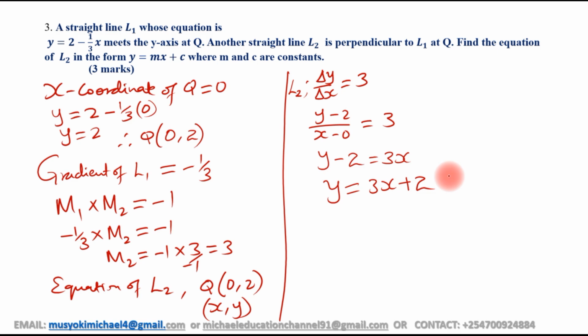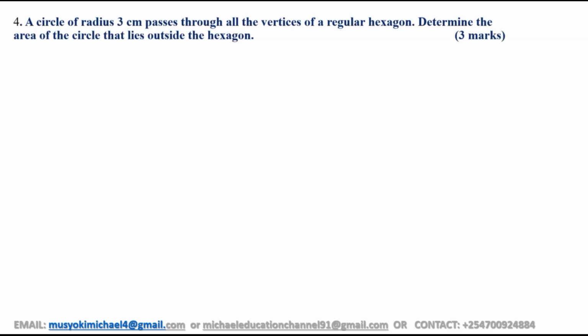We move to the next question, which is number 4. Question number 4. A circle of radius 3 cm passes through all the vertices of a regular hexagon. Determine the area of the circle that lies outside the hexagon.